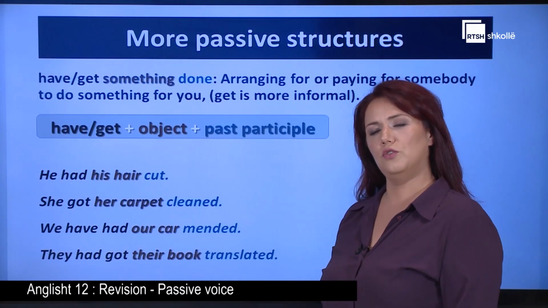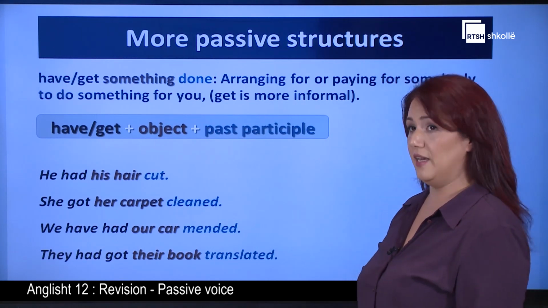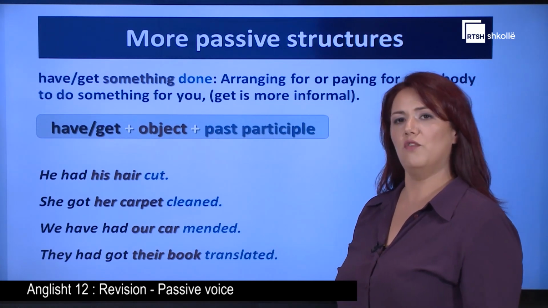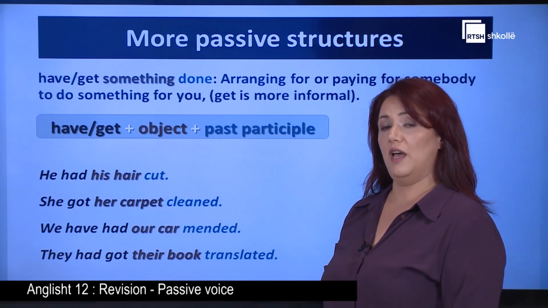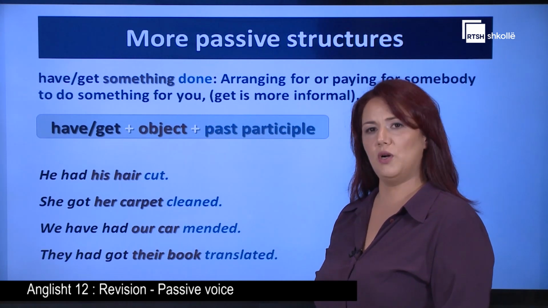Often it is referred to as the causative, and it is used when you arrange or pay for somebody to do something for you. You can use have or get, with the difference that get is just more informal. And the structure is have or get plus an object plus the past participle.